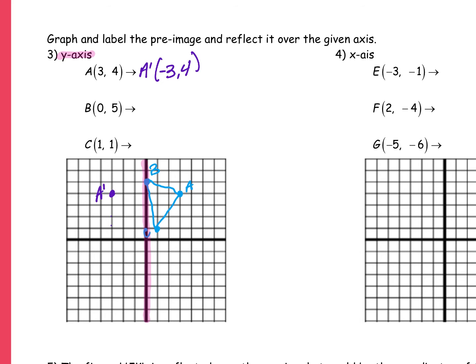What about B? Where does B go? Or what does B become? Where's B prime at? It stays where it is. It doesn't change. Because my x value is 0. Can there be a negative 0? No. So B just stays. I don't have to label it B prime because it's not moving anywhere. So it can stay B. Okay. And where is C prime at? Negative 1, 1. Very good. Nice job, you guys. C prime.